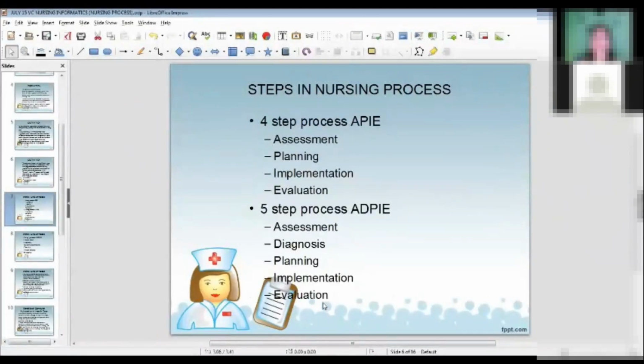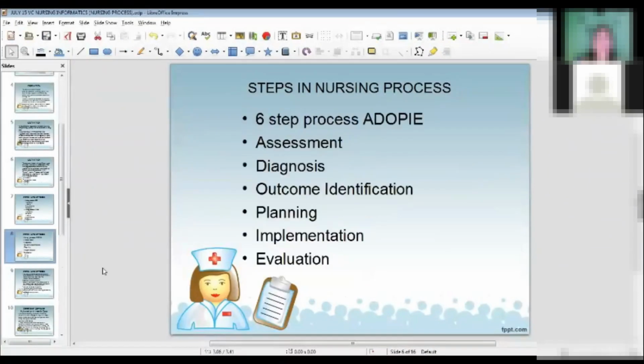Again, from the 3 steps according to Lydia Hall, it became 4 and then 5. And we have an additional one, so we know this as ADOPI. Okay, so we have the assessment. So assessment is our observation.